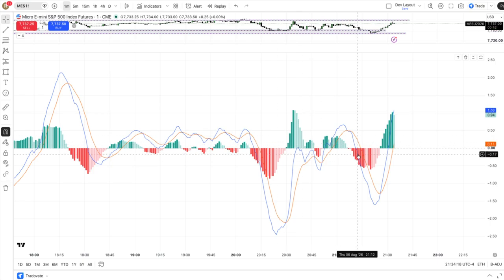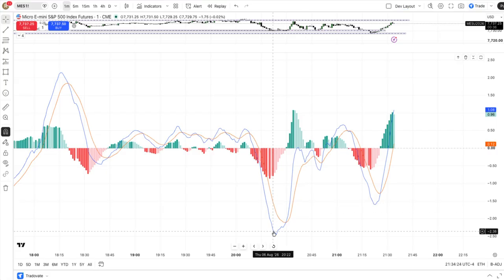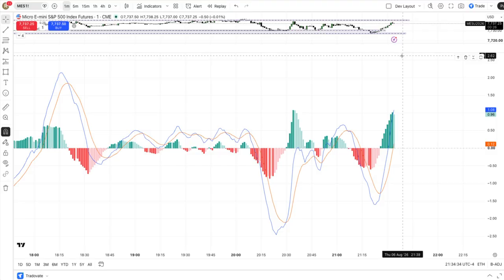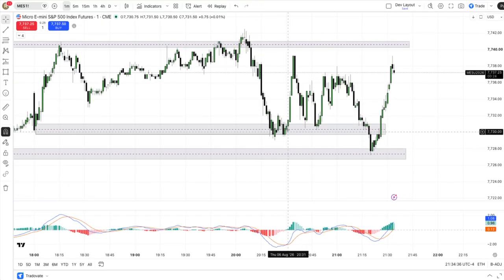Okay, I don't care about anything. I only need to know when this line crosses the yellow one. Okay, the blue one crosses the yellow one from below. This is a buy signal for me, given the fact that my support levels also align with it.